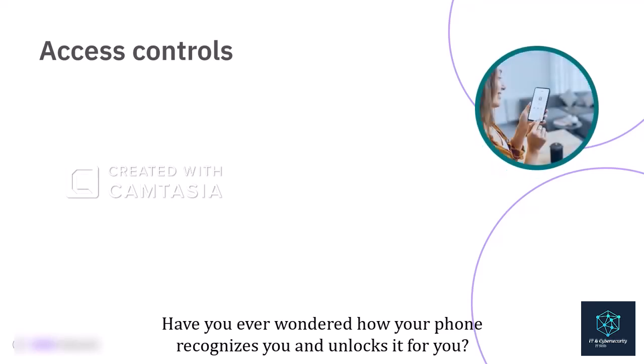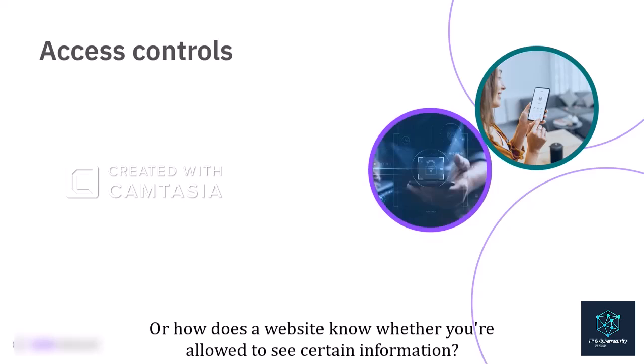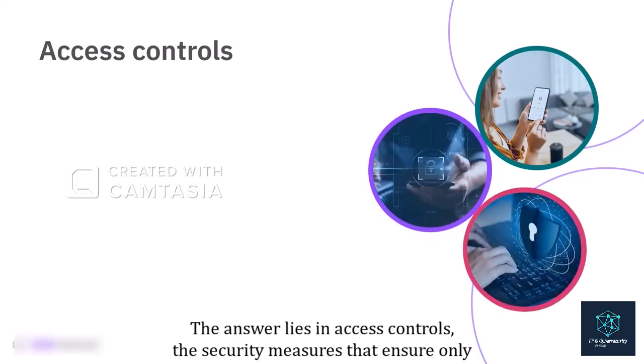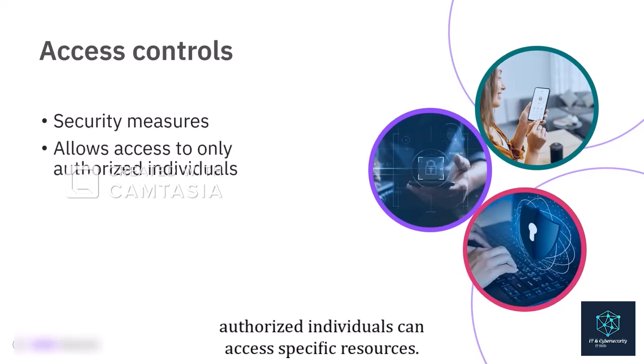Have you ever wondered how your phone recognizes you and unlocks it for you? Or how does a website know whether you're allowed to see certain information? The answer lies in access controls, the security measures that ensure only authorized individuals can access specific resources.